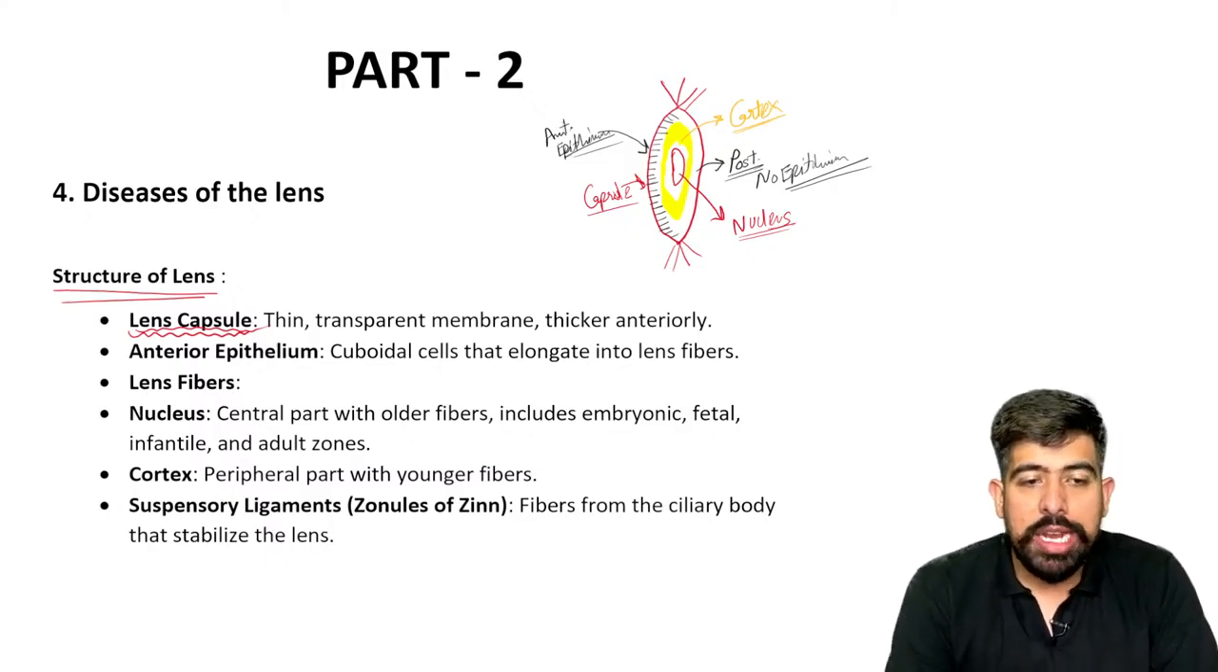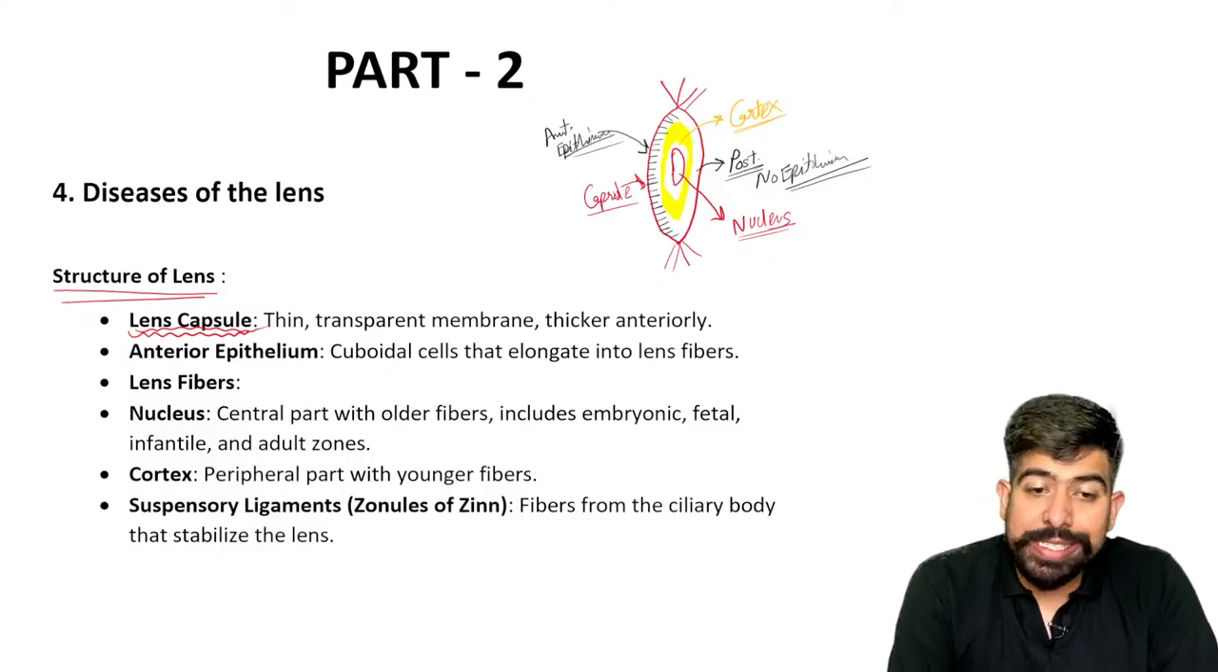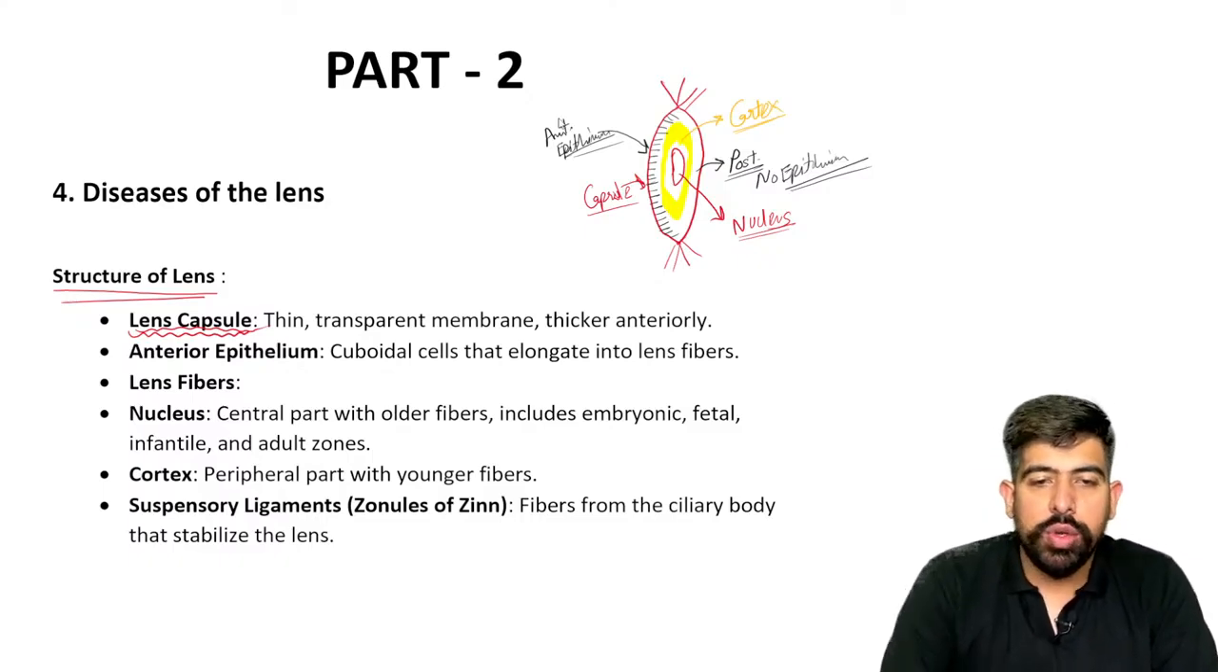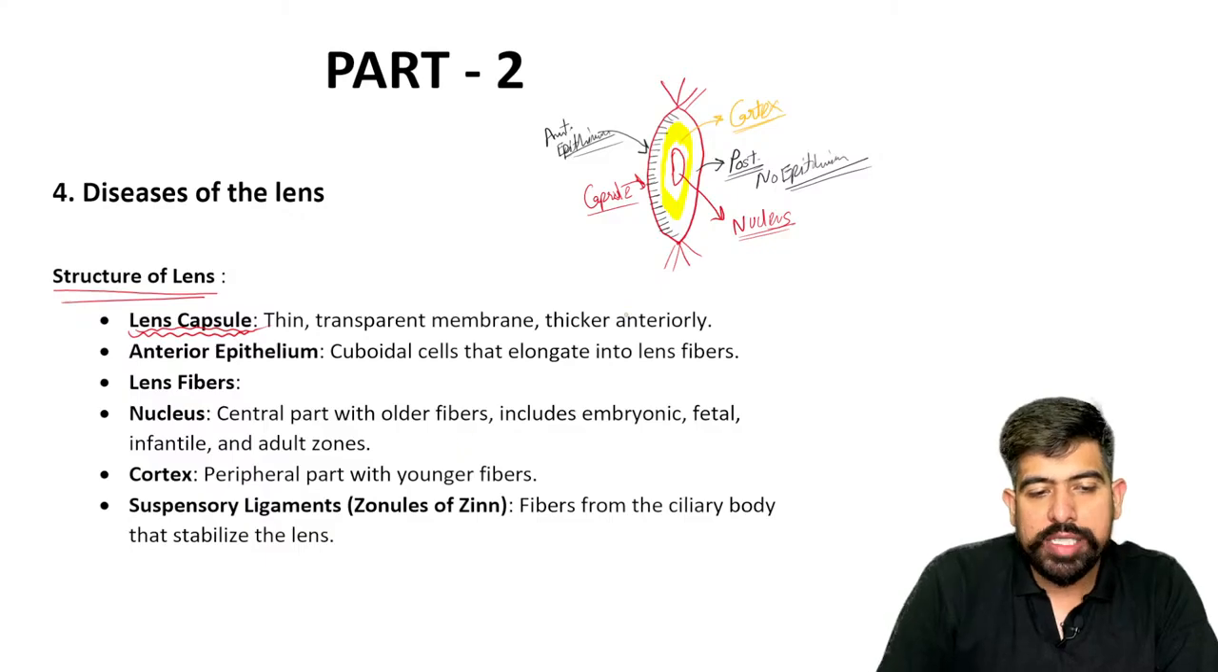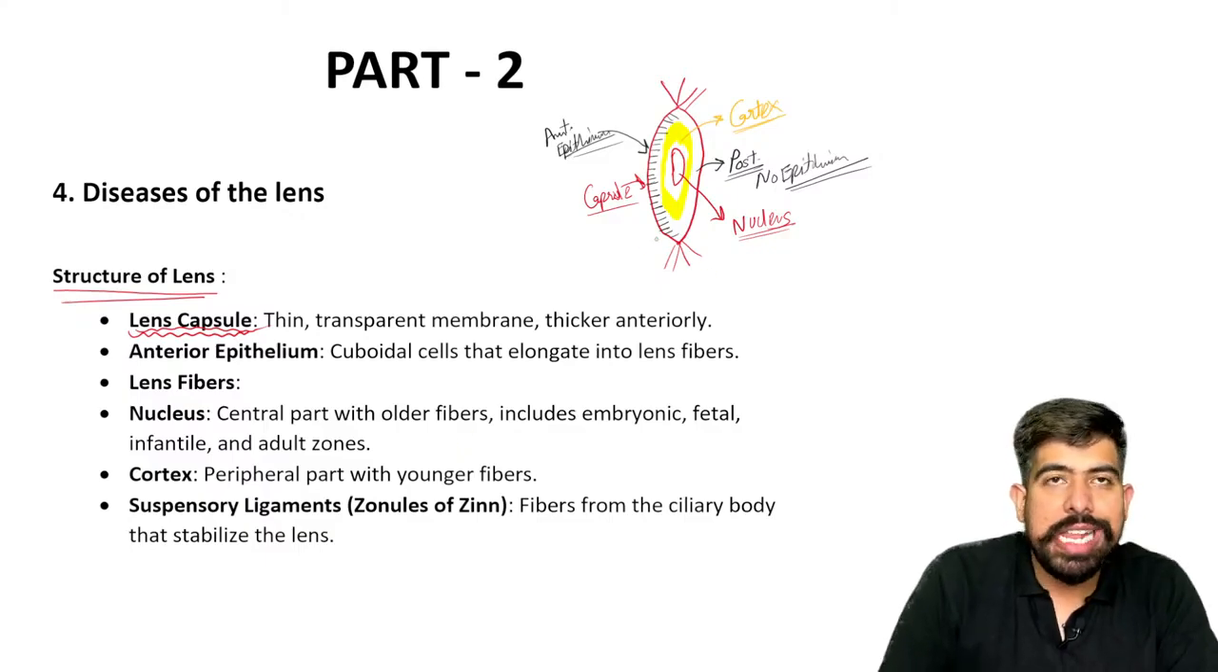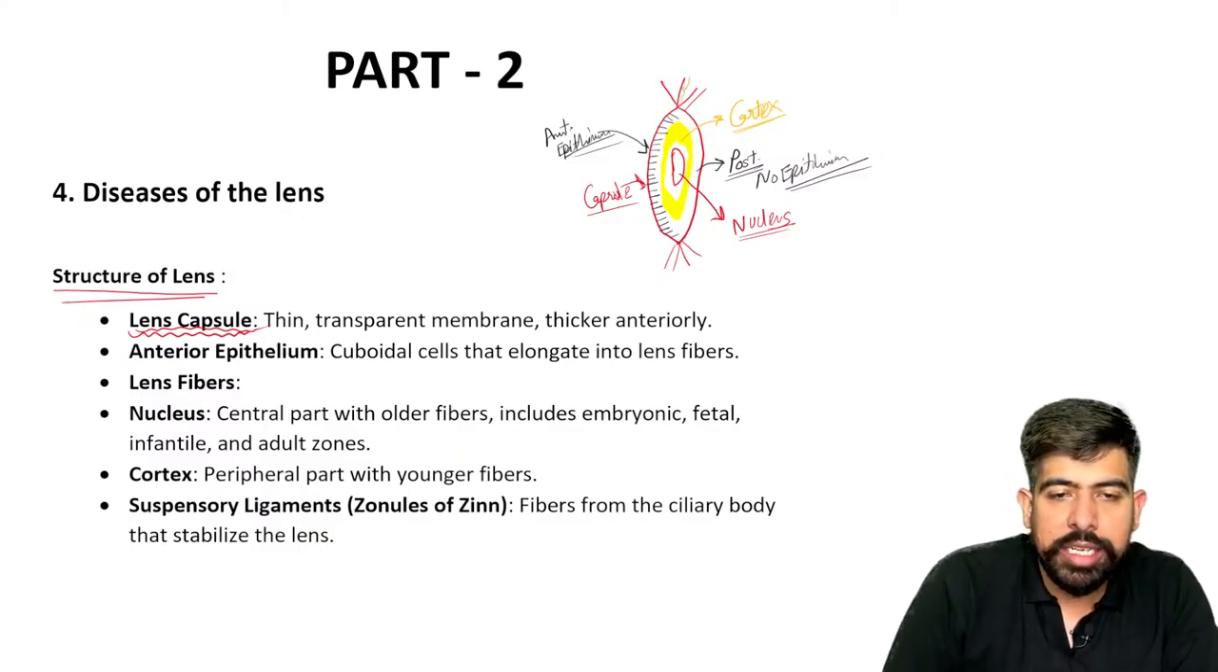Okay, now the last thing which we have is the suspensory ligament, also known as zonules of Zinn. These are holding this lens, as you can see here, and are connected to the ciliary body. So these are the zonules, or we can say the suspensory ligament.